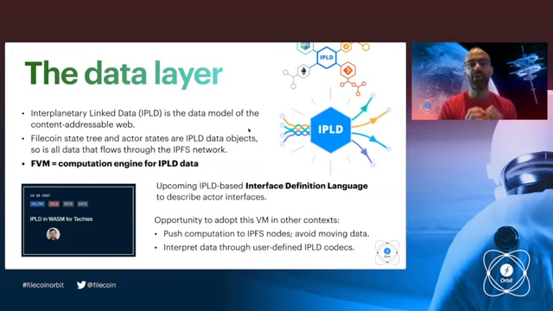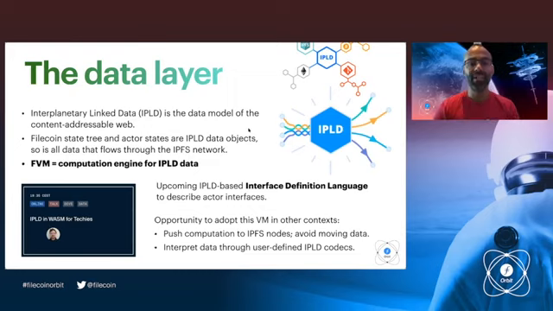Now, a few touches on the data layer itself. We can consider the FVM a computation engine for IPLD data. The Filecoin state tree and the actor states are IPLD objects, and the FVM essentially executes computation on those inputs to produce outputs. So building libraries and primitives to interact with IPLD data must be a core priority, and it deserves a lot of attention.